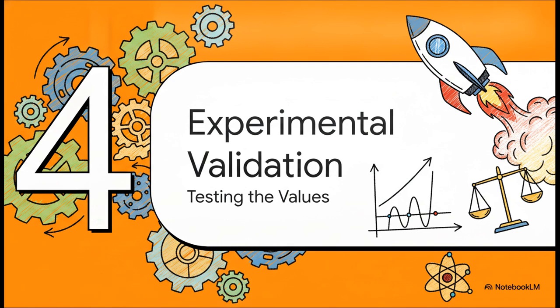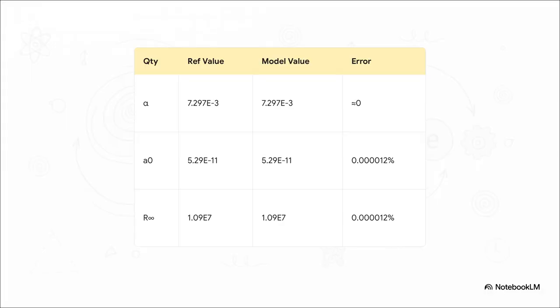But theoretical math is really only as solid as its reflection of reality. That brings us to Section 4, experimental validation, testing the osmomechanical values against standard physics. When we compare the established experimental reference values of these constants with the purely mathematical values derived from the osmomechanical model, the alignment is astounding.